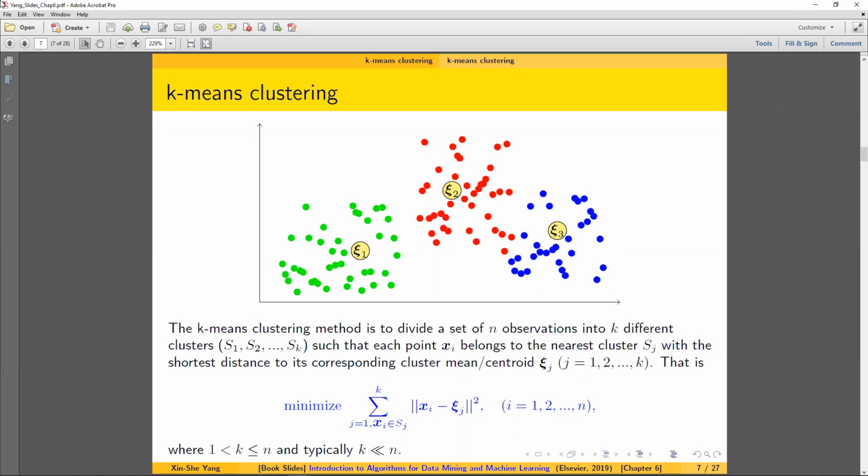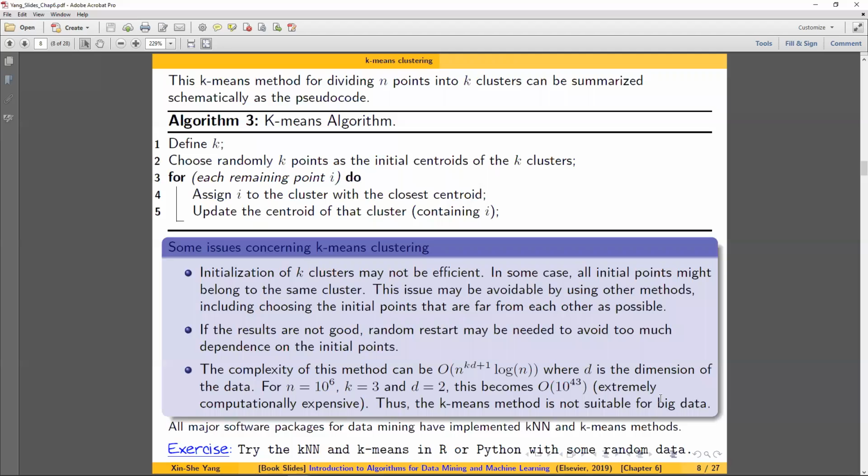You can see here, suppose that each one of the clusters' means is somewhere here, C1, C2, and C3. What we're trying to do is minimize the L2 norm of xi minus Cj over all the clusters, and then we're trying to minimize that distance. It's trying to divide the n data points into k clusters.